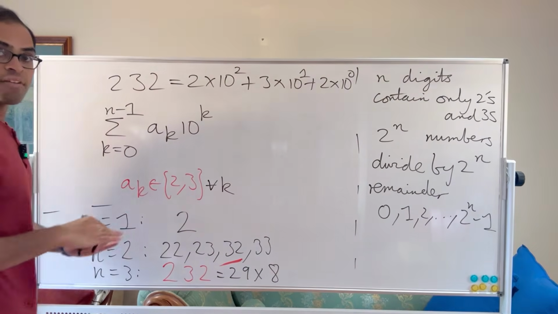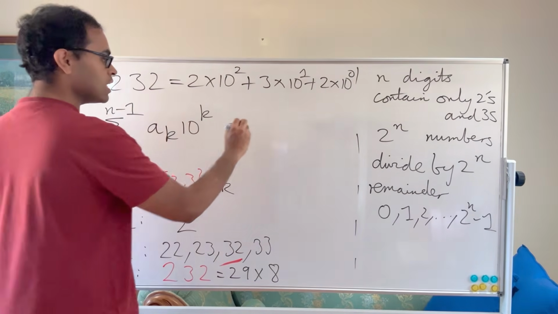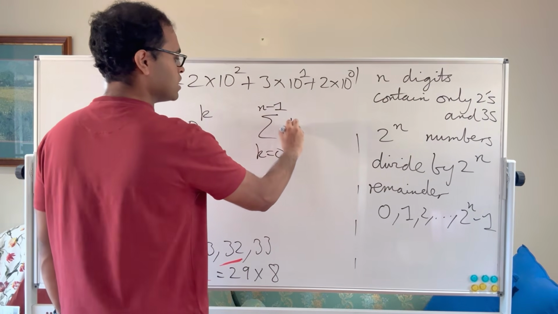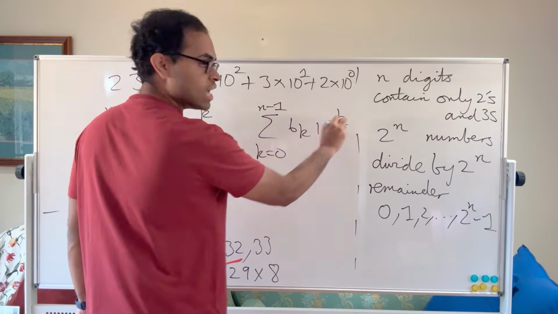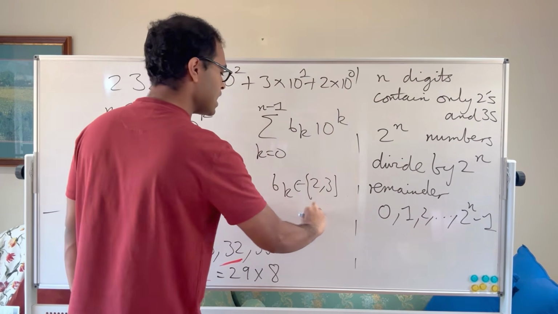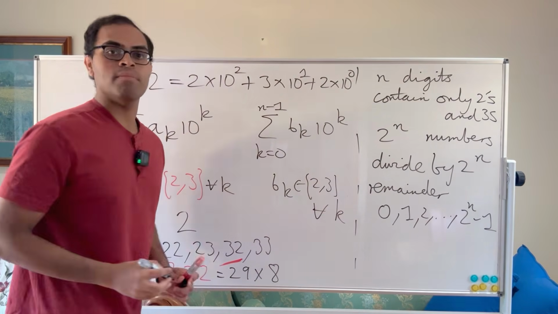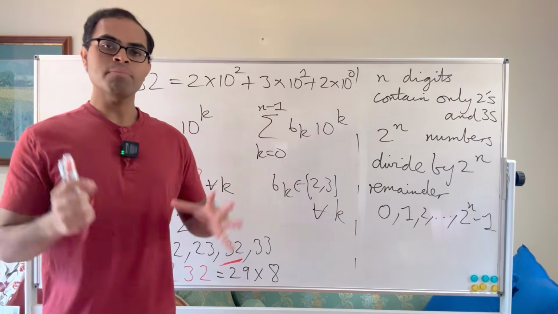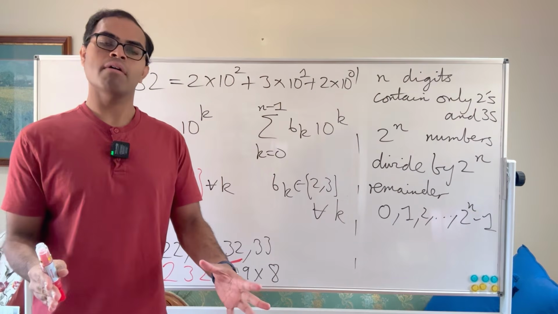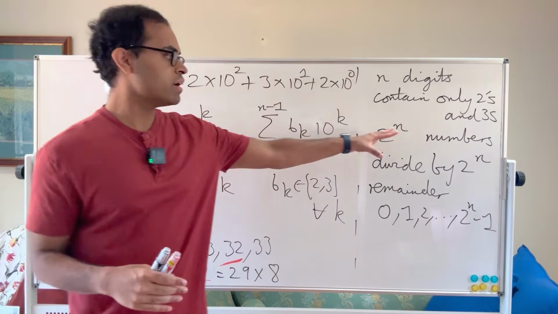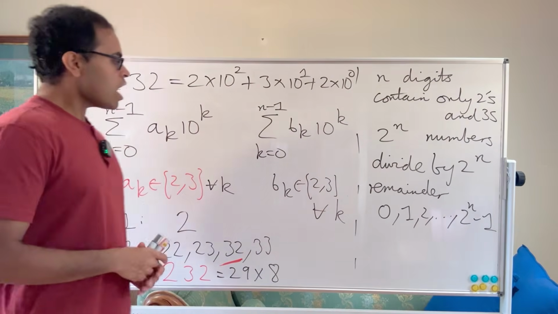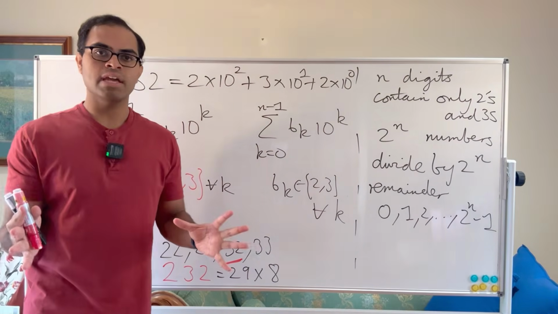And similarly, we're going to look at another number that only contains the digits 2s and 3s: the sum, k from 0 to n minus 1, of bk 10 power k, where again all the digits are 2s and 3s. What I'm going to show is that these two numbers have different remainders when you divide by 2 power n. That means if they're distinct numbers, their remainders are going to be different when you divide by 2 power n. And because there are 2 power n such numbers, all the remainders have to occur, each one exactly once.